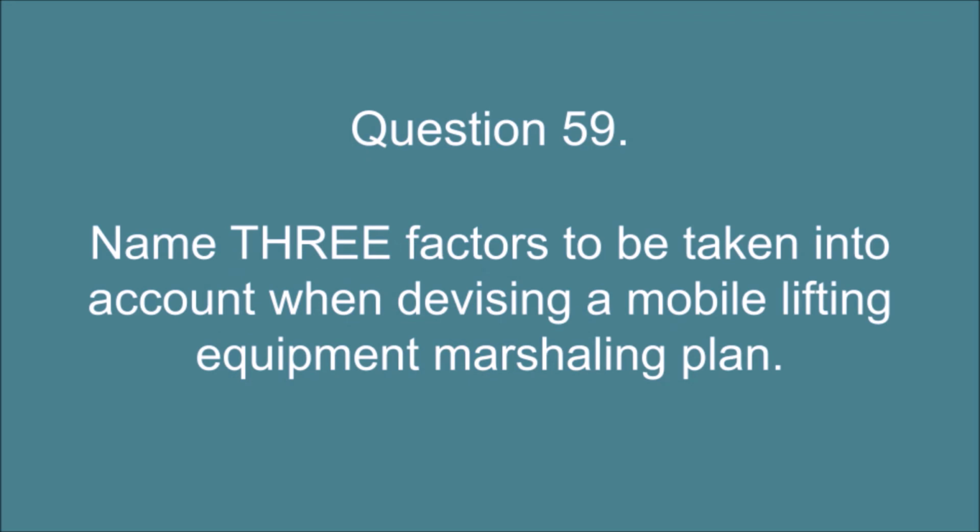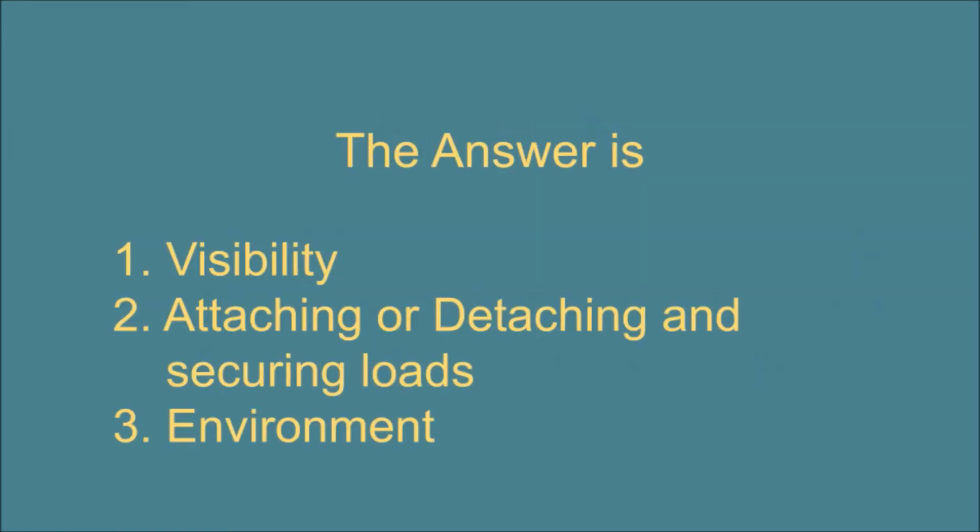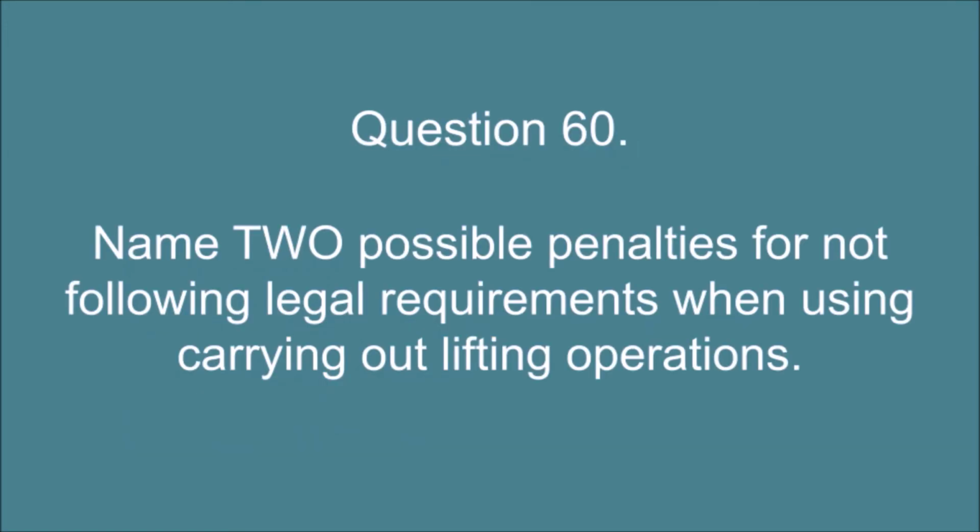Question 59. Name 3 factors to be taken into account when devising a mobile lifting equipment marshalling plan. The answer is: 1. Visibility. 2. Attaching or detaching and securing loads. 3. Environment.